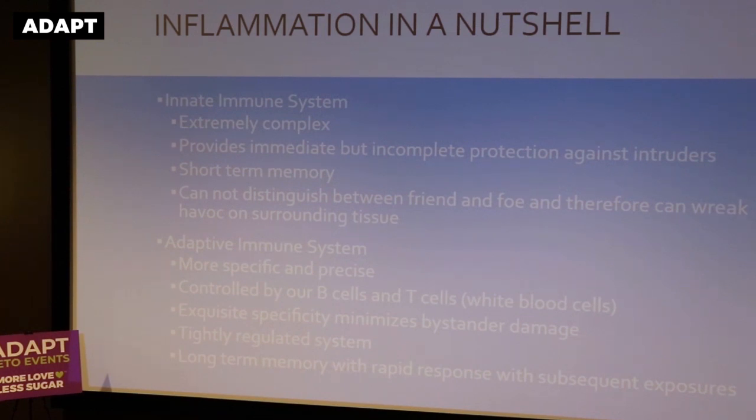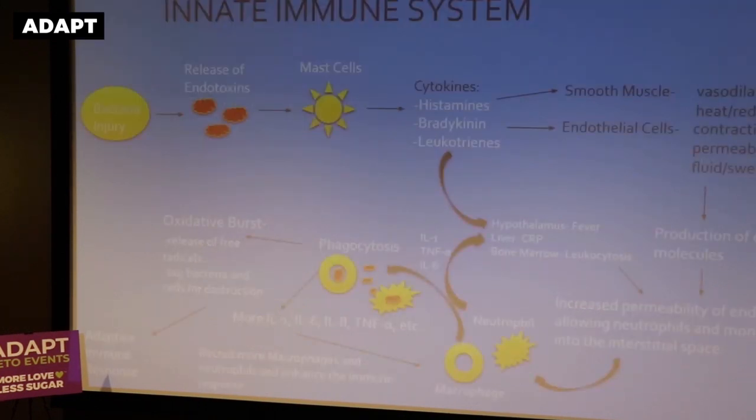The adaptive immune system is much more specific and precise. It's controlled by our B cells and T cells, which are white blood cells in our bloodstream. Okay. And it has exquisite specificity, which minimizes the bystander damage. So it doesn't damage the surrounding tissue nearly as much as the innate immune system. And it's a tightly regulated system. And it also provides long-term memory for our body, so that if that same bacteria or noxious substance comes into our body, it has memory and can chase after it much more quickly than the innate immune system starting all over again.